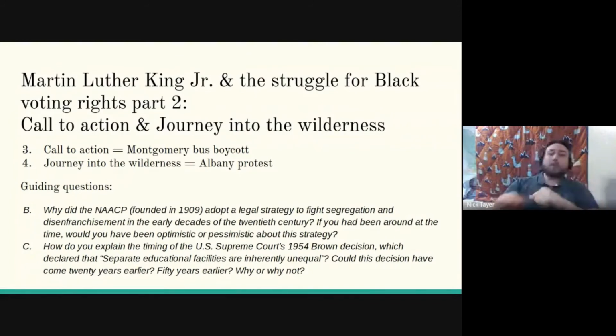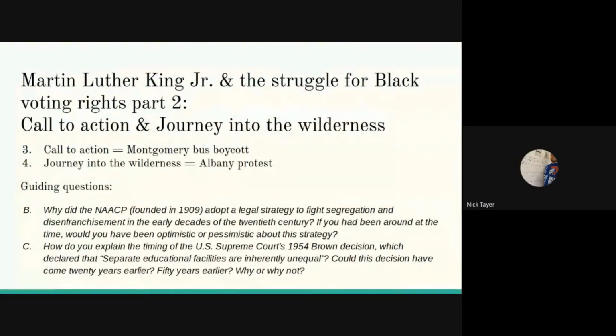How do you explain the timing of the U.S. Supreme Court's 1954 Brown decision, which declared that separate educational facilities are inherently unequal? Could this decision have come 20 years earlier? 50? Why or why not? We start going into these different alternate paths that things could have happened, so that way we can see why what happened did happen.